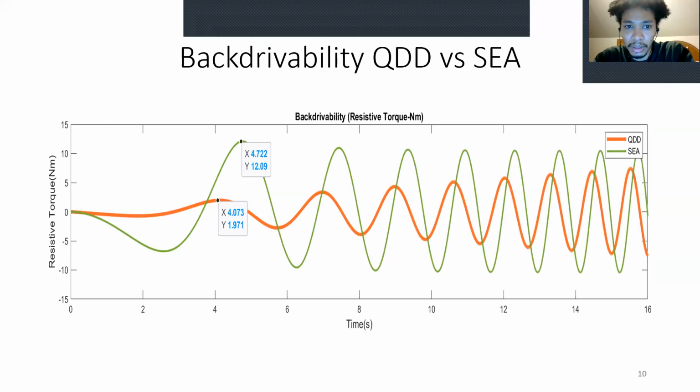Here we have a comparison of backdrivability. And as we can see, a low backdrivability value is good. That is what we're looking for. In this case, the QDD has a value of 1.9. That is very good as compared to the value of 12.1 from the SEA.